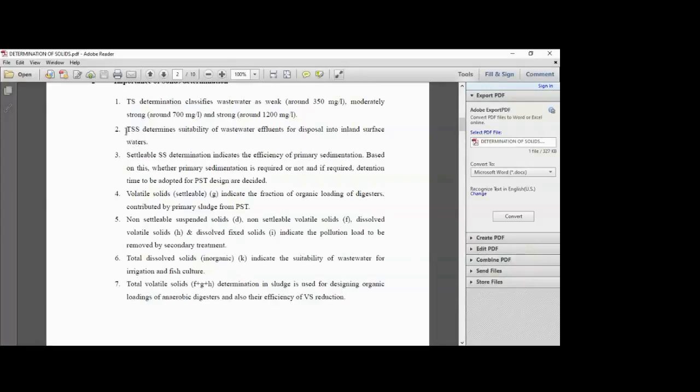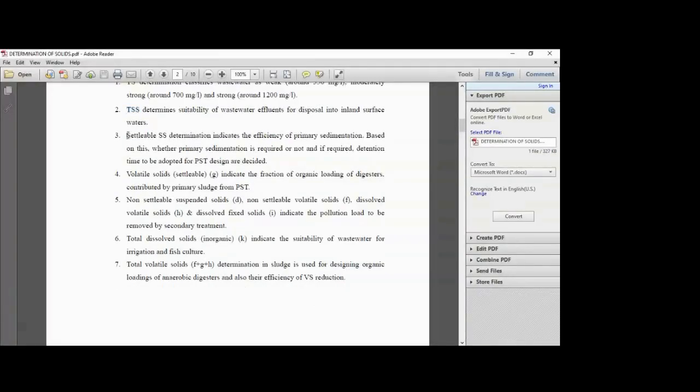Similarly, TSS, which I've already told you is the total suspended solids, determines the suitability of wastewater effluents for disposal onto the land surface or into water. So here TSS is very important to determine. There are rules and standards set by various agencies that define whether wastewater is suitable for disposal into inland surface. Inland surfaces have a lot of aquatic flora and fauna, and if the total suspended solids is very large, the aquatic flora and fauna will get disturbed.